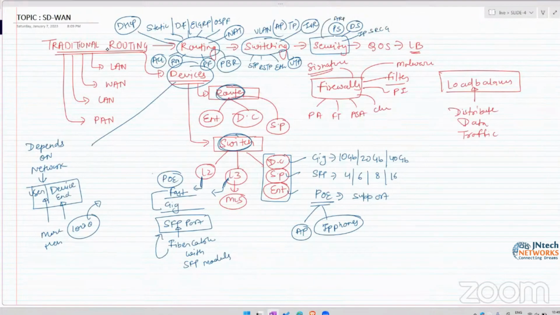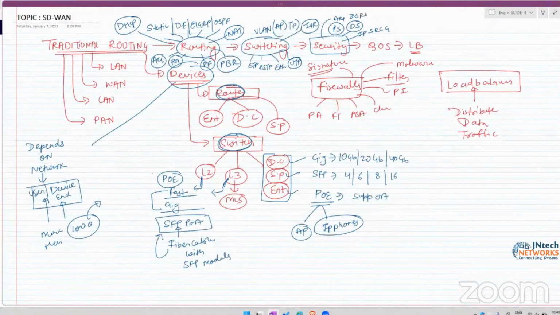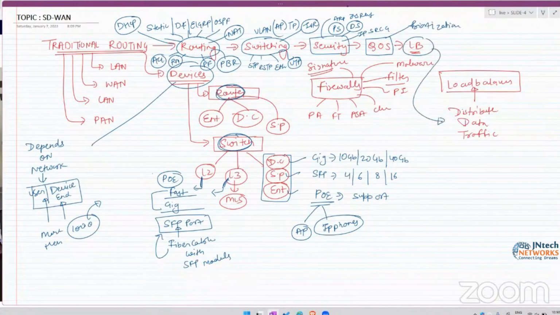ARP inspection we are using to inspect ARP, with multiple features. Quality of service is a concept we are using for prioritization. Load balancer has the same purpose, to distribute your data traffic.